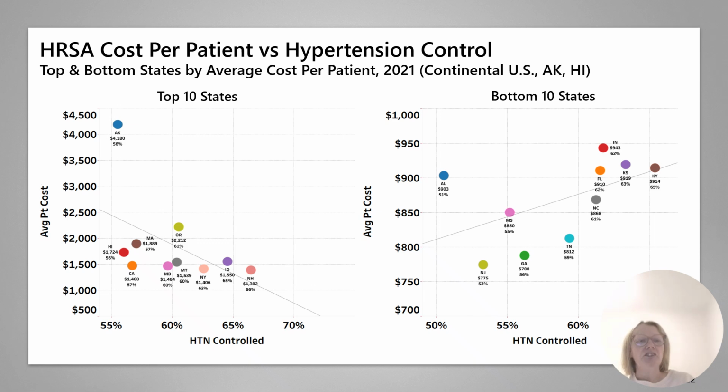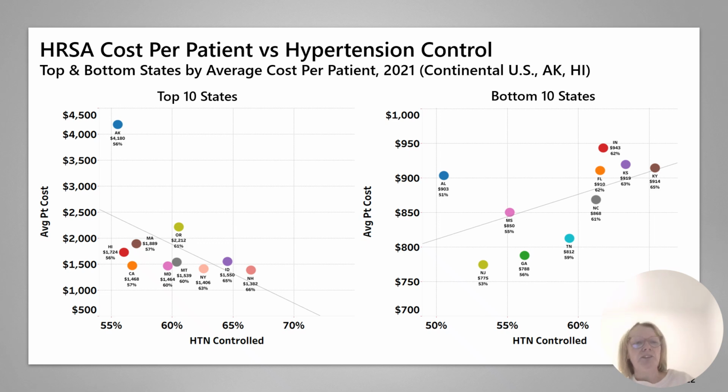We can also say that based on this data analysis, in the bottom 10 states, there is a range in the average cost per patient of $775 in New Jersey that increases to $943 for Indiana. There is a range in the controlled hypertension rate of 51% in Alabama that increases to 65% in Kentucky.